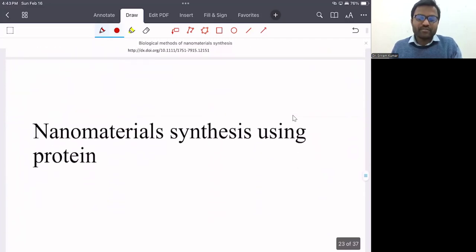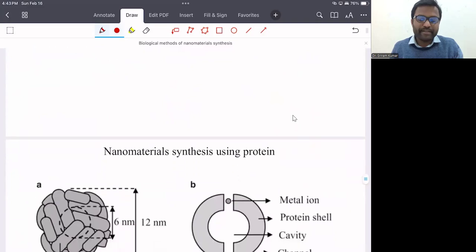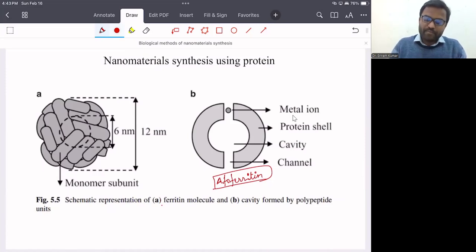Okay, so today now we are going to learn nanomaterial synthesis using protein. So we are going to use protein as a template to synthesize nanomaterial. So now let's take an example of the protein, and here we are going to use the ferritin protein.